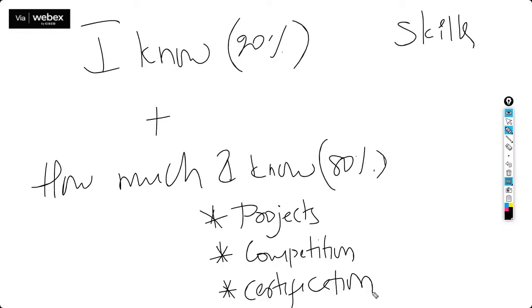Is the point clear? Now, these are important in order to get the jobs. Projects, competition, and certification. So now you may say, sir, some of my friends have completed data science course, but they have not got the jobs. Whether jobs are available or not, this is the question, sir.